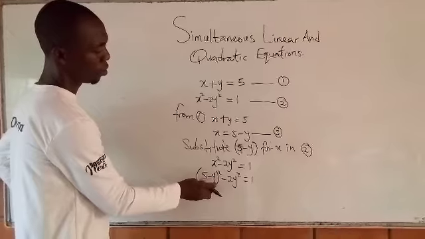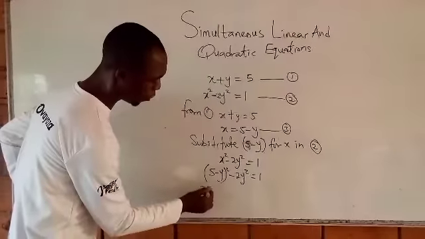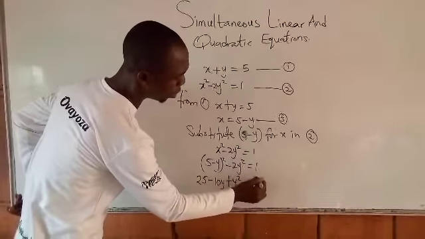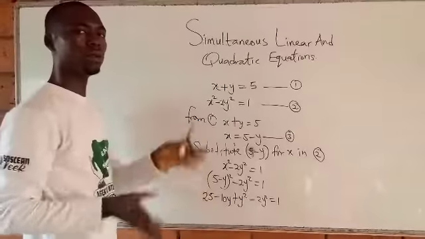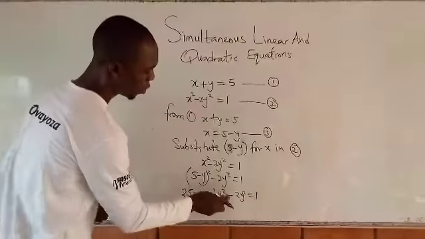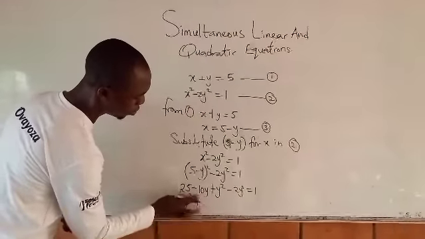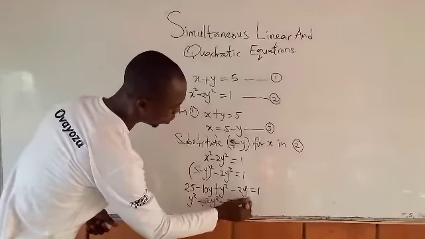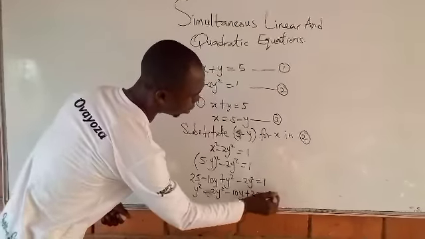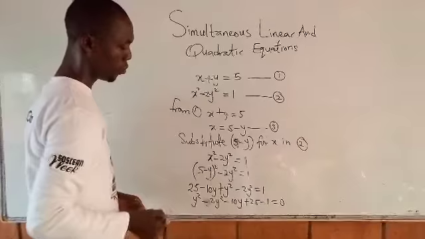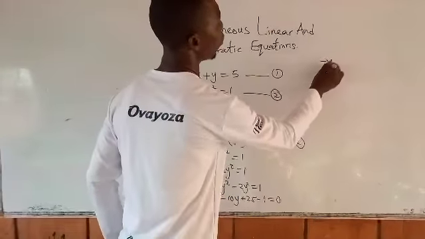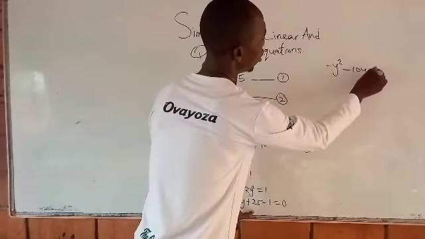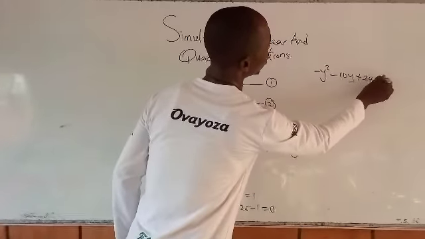If you expand this, if you open this bracket, we'll get 25 minus 10y plus y squared minus 2y squared equals 1. So we try to rearrange to form a quadratic equation. We collect like terms: y squared minus 2y squared minus 10y plus 25. Then this 1 comes in. At the right hand side, we are left with 0. Y squared minus 2y squared is minus y squared. Then minus 10y, and plus 25 minus 1 is 24, equals 0.